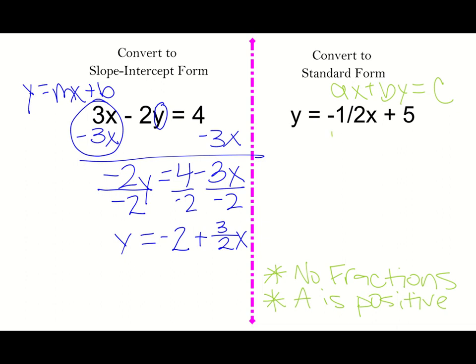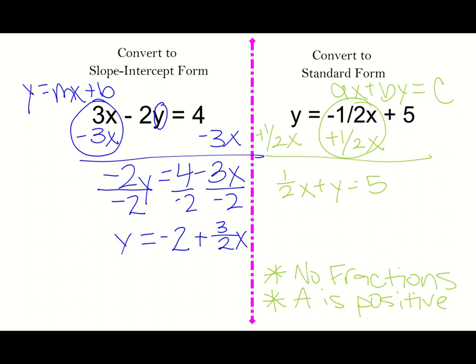So I'm going to start out with getting x and y on the same side. So I need to move this half x to the other side. So I'm going to move half x there so that this goes away and is now on the same side as the y. And then I check, does it have fractions and is a positive? Well, the first number is positive, half is positive, but it does have a fraction.